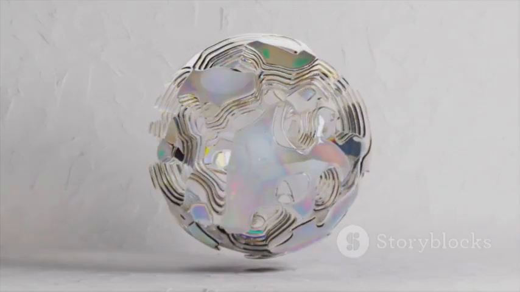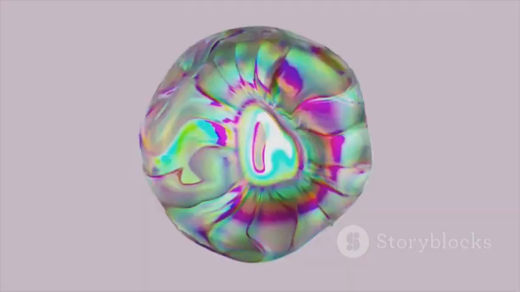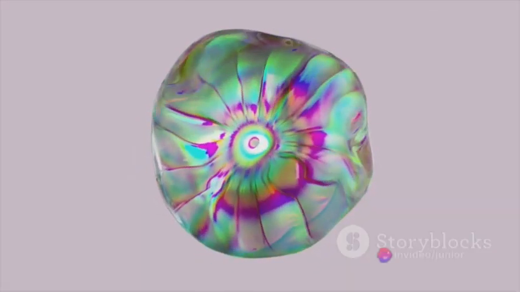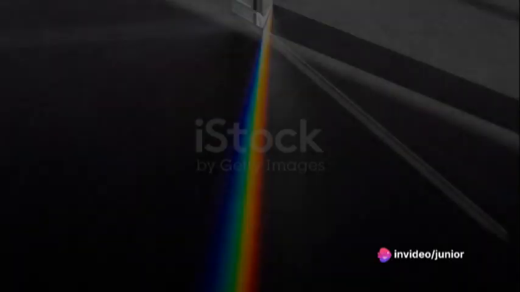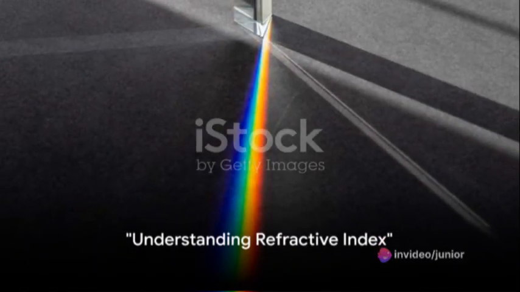This bending of light is what we call refraction, and the degree to which light bends or refracts is what we refer to as the refractive index. So, what exactly is refractive index? Well, let's break it down. Think of refractive index as a sort of speed limit for light. It's a dimensionless number, meaning it has no units attached to it, that tells us how fast light can travel through a material.